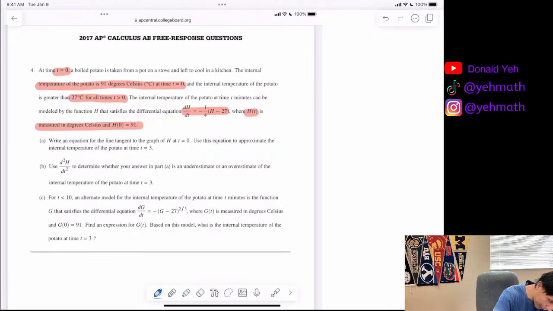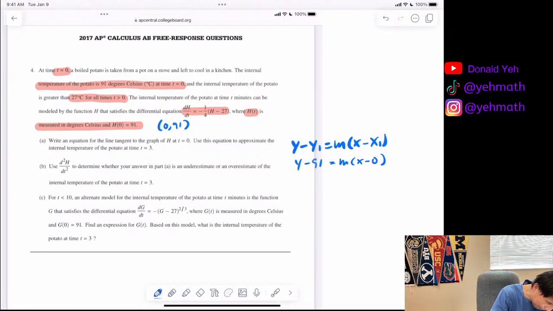Write the equation of the tangent line. So how do you write the equation of the tangent line? It's always y minus y1 equals m times x minus x1, except y is h of t in this case, and x is going to be the time. So we have the point (0, 91), right? So y minus 91 equals m times x minus 0, because x is the time.